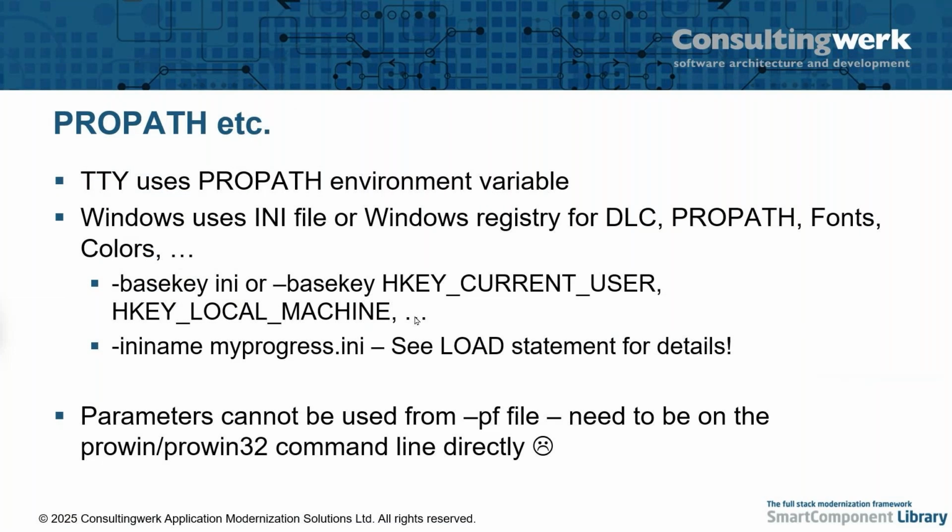Good. Let's look at some other settings. PROPATH, the Progress character setting, uses the PROPATH from an environment variable. Windows typically uses INI files or the registry. Also, I must say that using the registry for configuring a Progress runtime, I find that not as convenient as using an INI file. The INI file, you can very easily just distribute with your program code as it's just another file. Yeah, you can use the registry too.